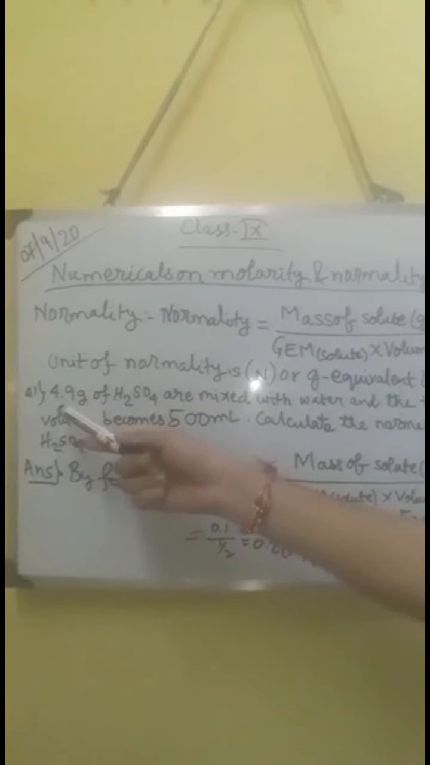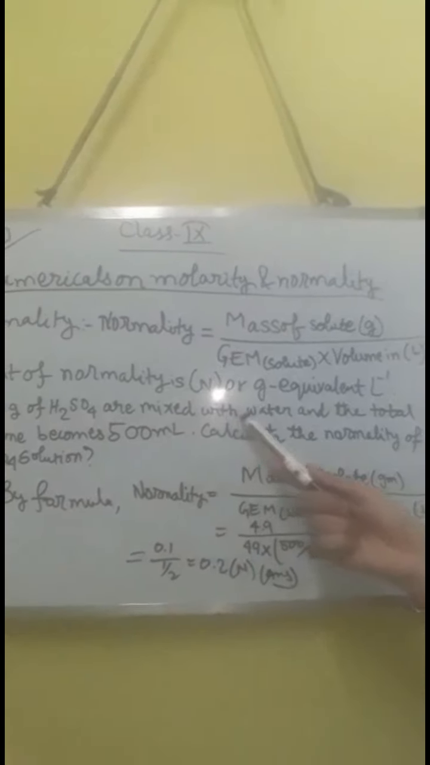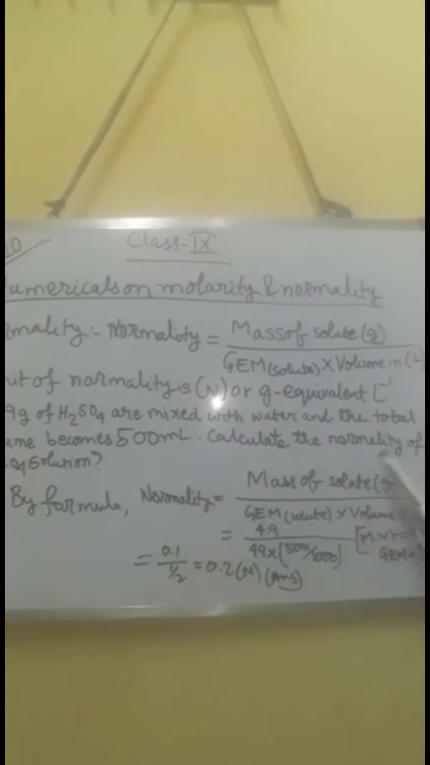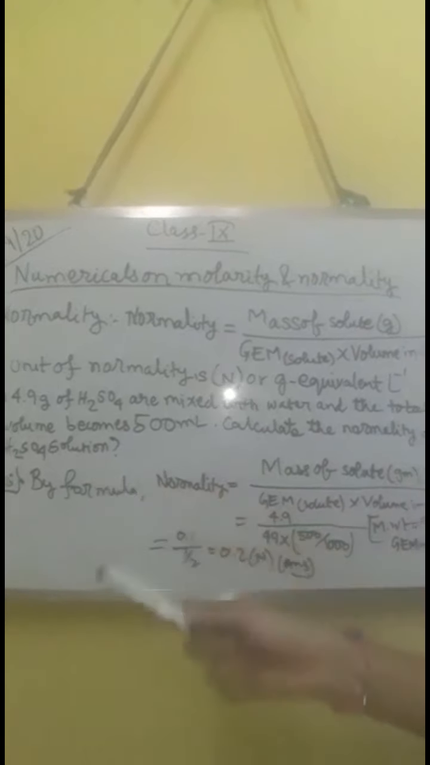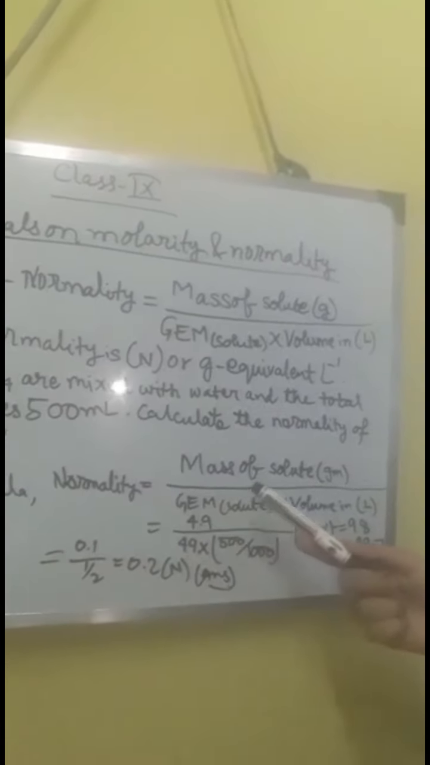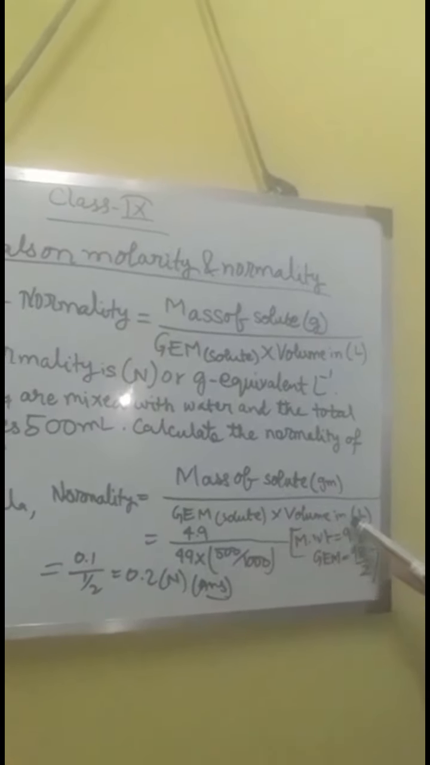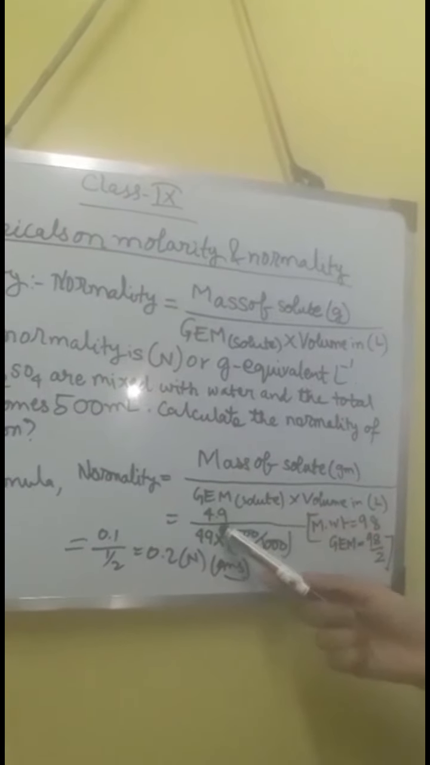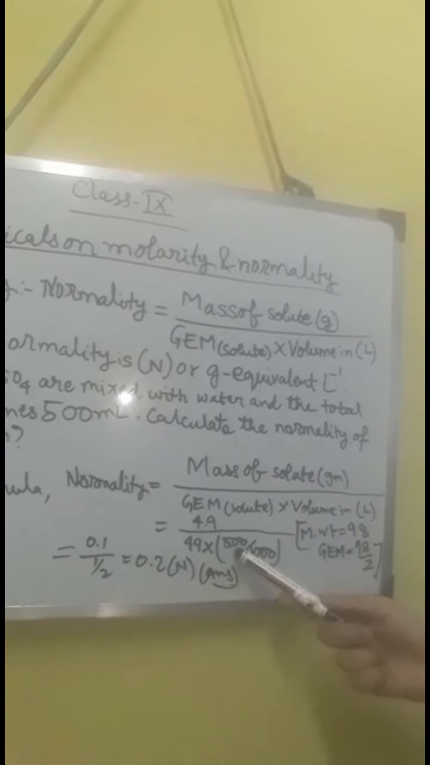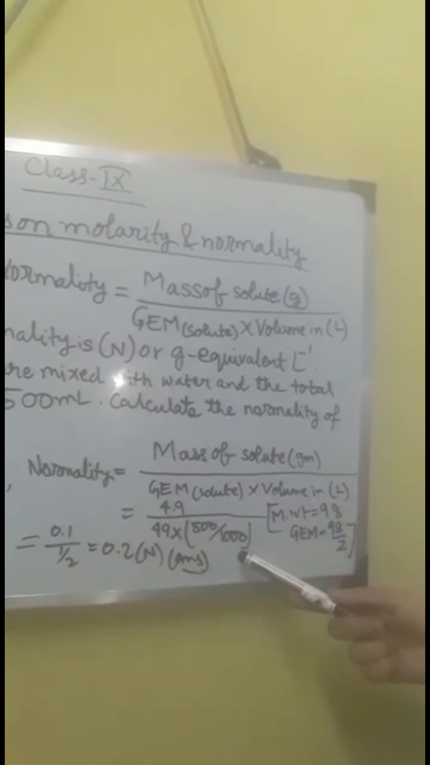Now the first numerical I will discuss. 4.9 gram of sulfuric acid is mixed with water and the total volume becomes 500 ml. Calculate the normality of the H2SO4 solution. Answer: by formula, normality equals mass of solute in gram by GEW of solute, gram equivalent weight, into volume in liters. Mass of solute is 4.9 gram, given in the numerical. GEW is 49, into 500 by 1000, because 500 milliliter is used.